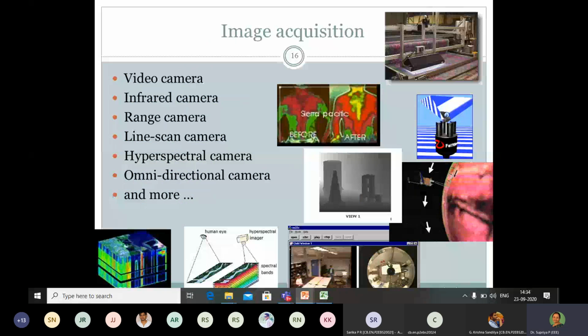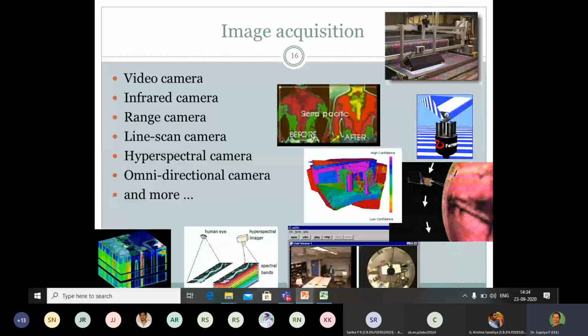Next, let us go on to a few examples of different types of camera that generally exist. Most of us are familiar with the basic camera, the video camera, the infrared camera, range camera, line scan camera, hyperspectral camera, omnidirectional camera, and much more. I am not going too deep into the different types of camera.